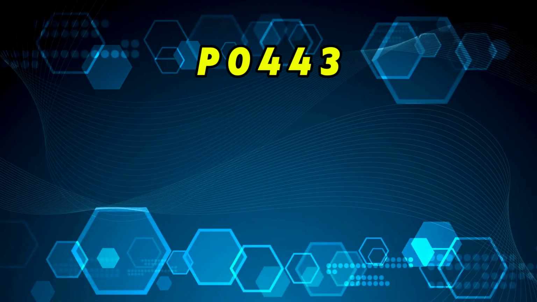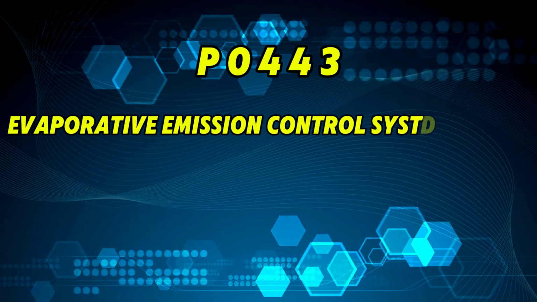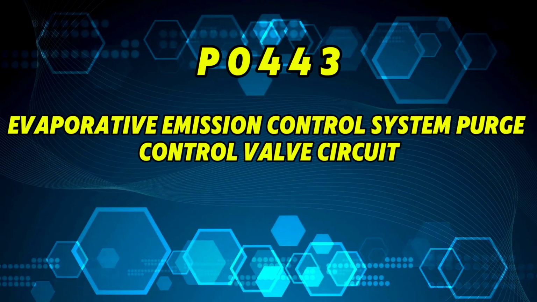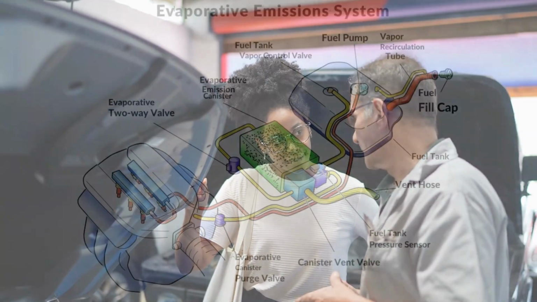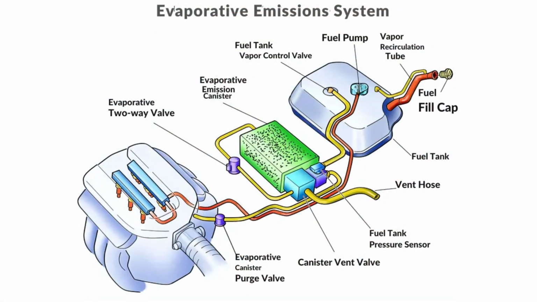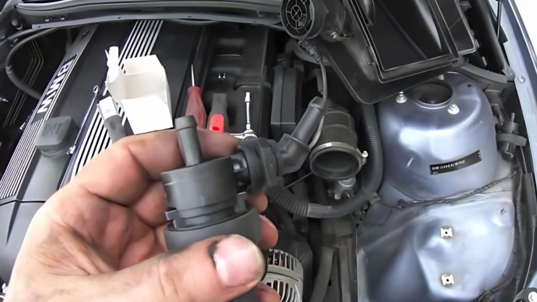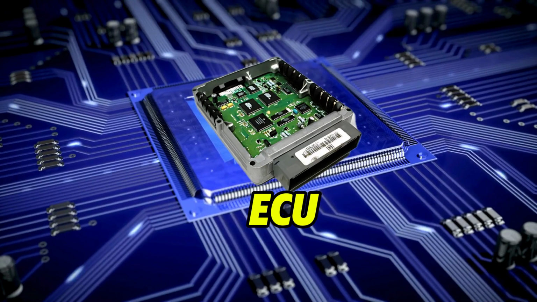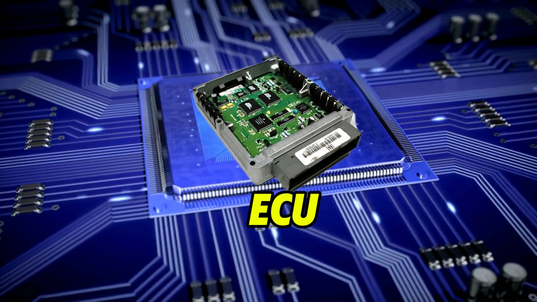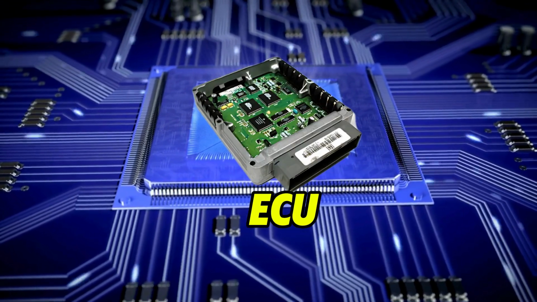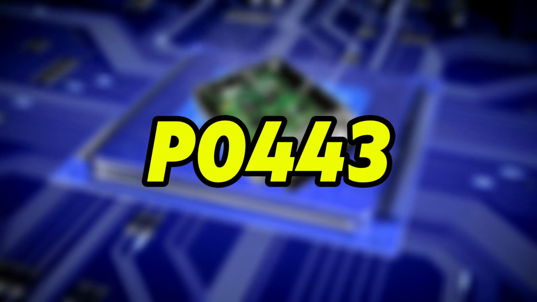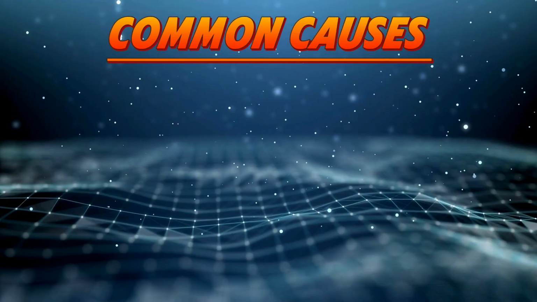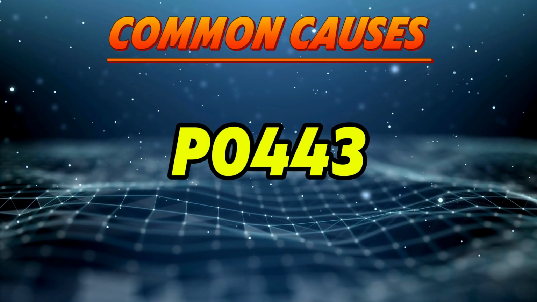P0443 stands for Evaporative Emission Control System, Purge Control Valve Circuit. That might sound complicated, but here's the short version. Your car has a system to keep fuel vapors from escaping into the atmosphere. The purge valve plays a big role in that system. When the ECU can't communicate properly with that valve, or it detects an electrical issue in the circuit, it throws the P0443 code.